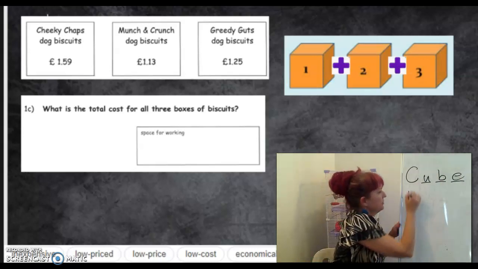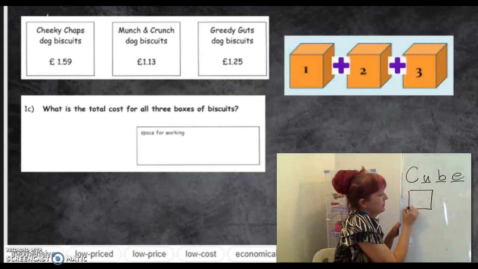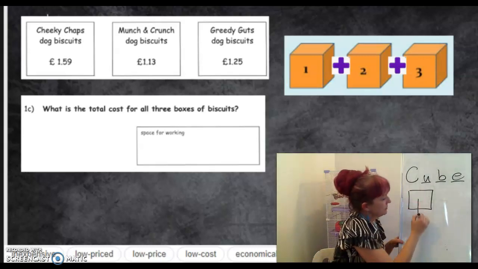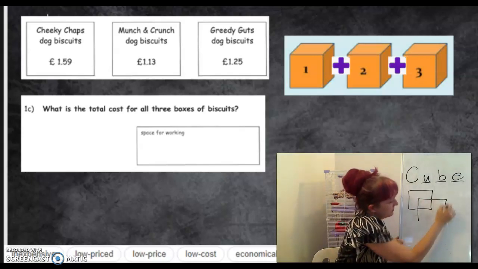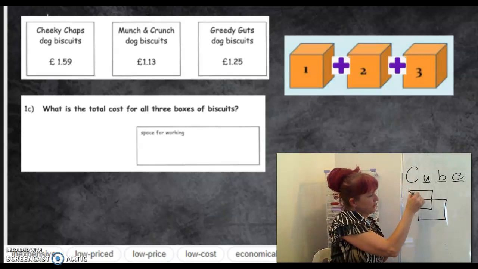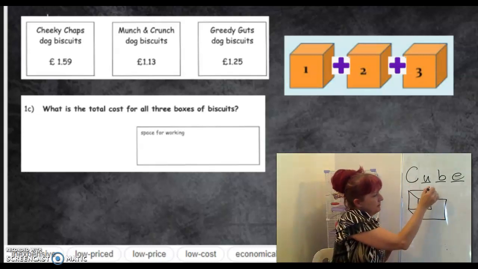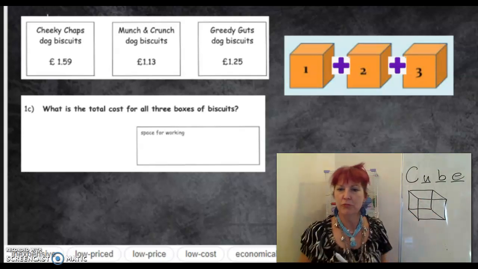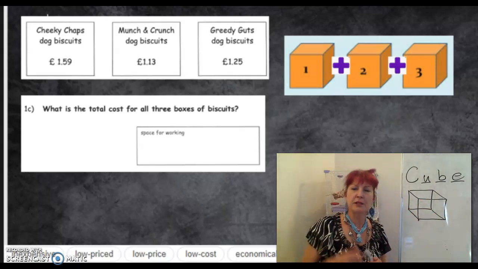Let me do this shape. What shape is that? Square. And then I do another square. Right, and then I'm going to join these bits. Right, that's a beautiful cube, I think.